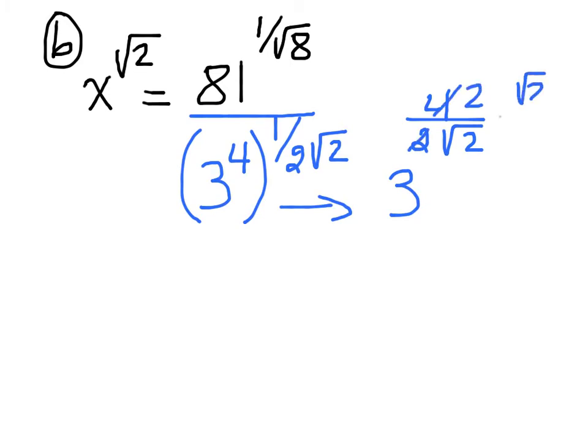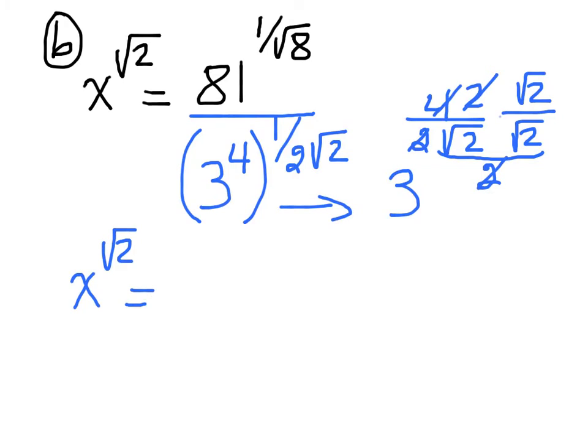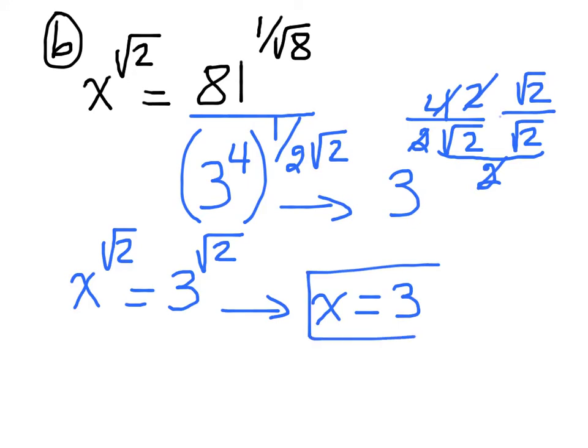If you rationalize it, you will get 2 rad 2 over 2. These 2 is going to give you a 2, which reduces with this 2. And the answer will be x to the rad 2 is equal to 3 raised to the rad 2. If the bases are the same and the powers are the same, then the bases should be the same, so x is equal to 3.